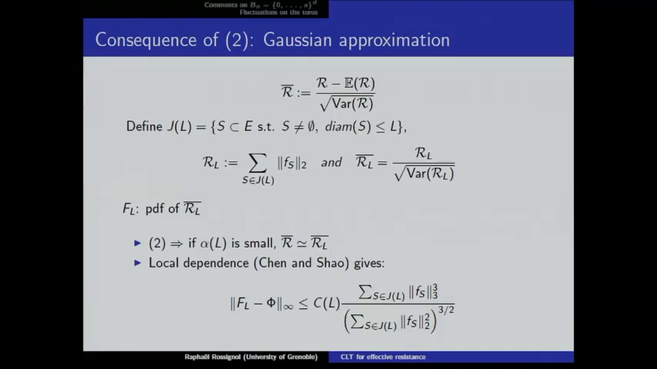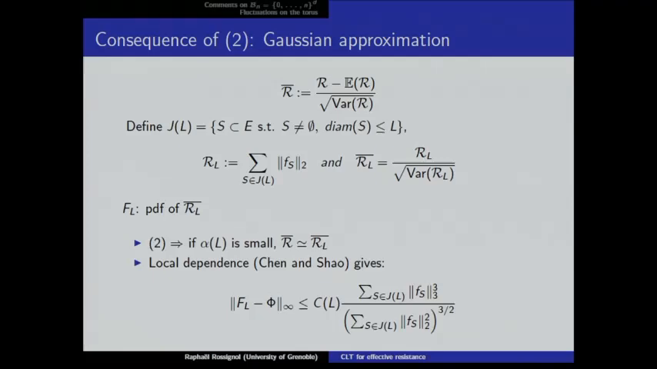if I call now R bar the normalized effective resistance, and I want to throw out all Fs for S which have large diameter. So I define J of L the sets S which have diameter less than L and which are non-empty. There is a mistake here. There should not be an L2 norm here. So it's just the sum of Fs over those sets S which count. And R_L bar its normalization.